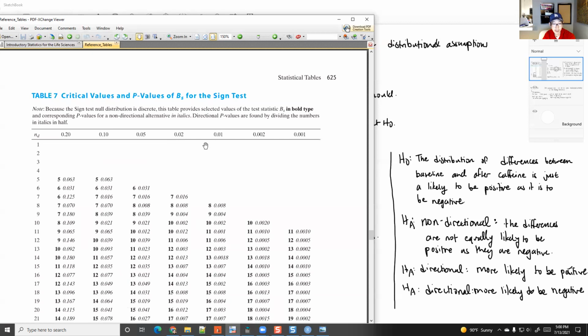You look at table 7 and it says something very similar. Corresponding p-values for non-directional alternative are in italics. Directional p-values are found by dividing the number in italics in half. And so, here we go.